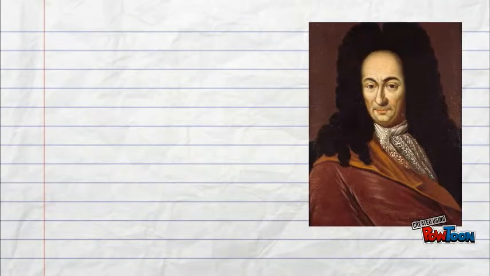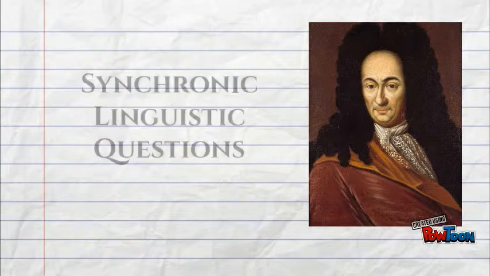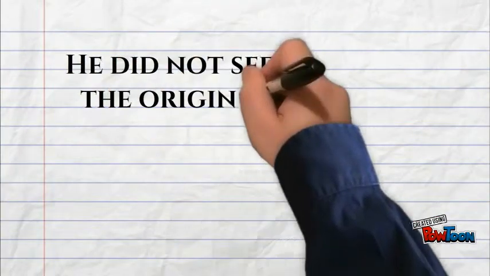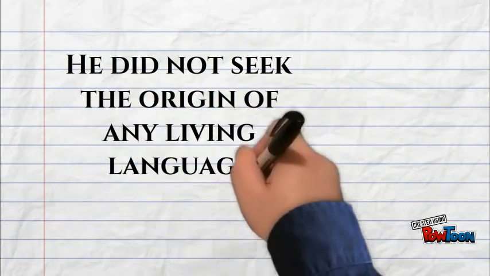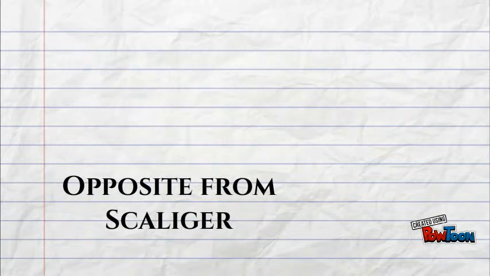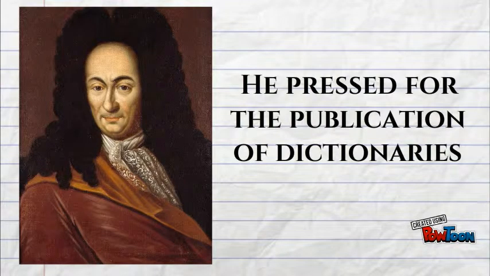Another one was Leibniz. He turned his attention to what is better known as synchronic linguistic questions. He did not seek the origin of any living language. He firmly placed Hebrew in the Arabic family. In this, he was the opposite of Scaliger. He also pressed for the publication of dictionaries of different languages of the world.